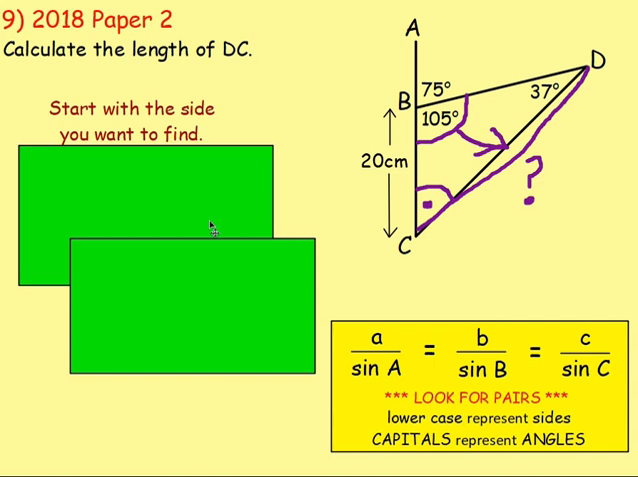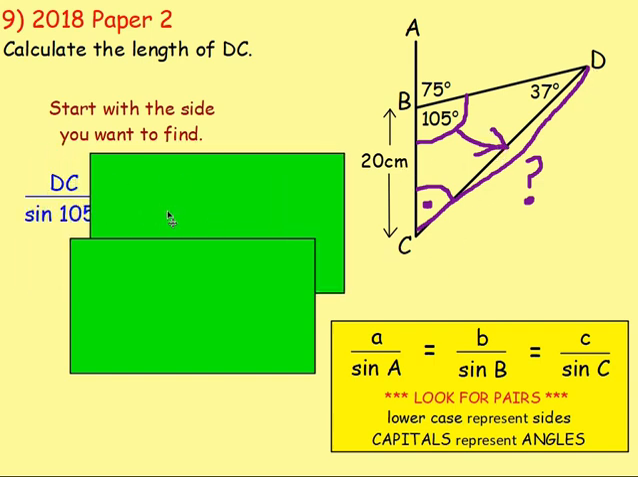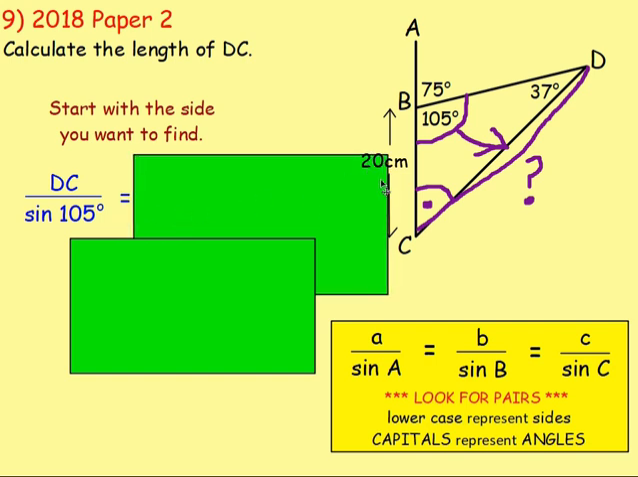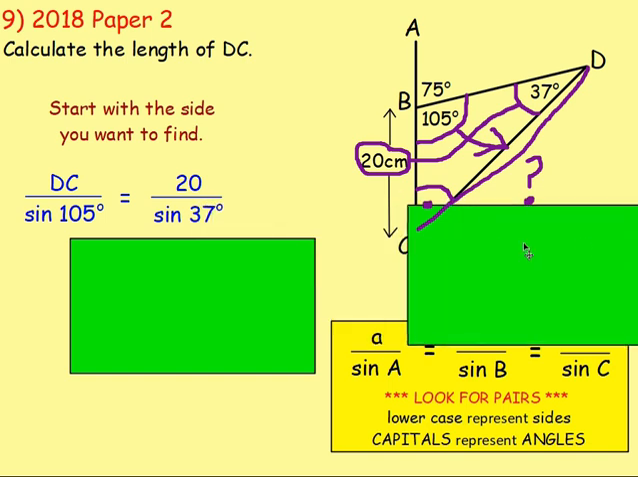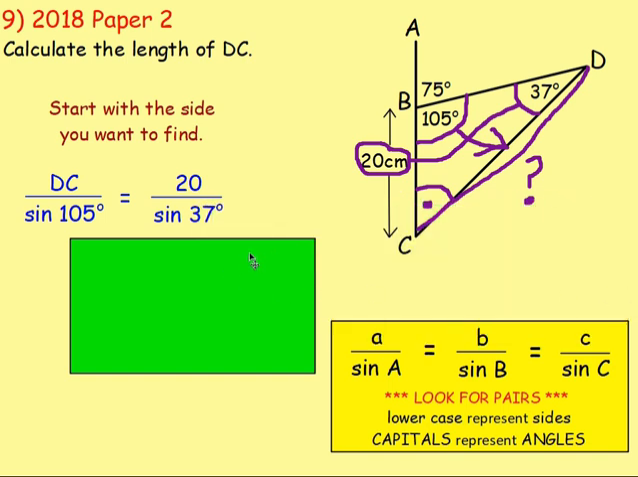So we're starting with what we want to find, and we've got the side DC divided by sine of the angle it's paired up with. And the angle across from the side DC is 105. That's going to be equal to, and we need to get another pair. What's another pair? Well, we know that 20 centimetres, and we know the angle across from it. We know that is 37. The lowercase letters are the sides, and the side here is 20. So it's 20 divided by sine of the angle, and the angle is 37.